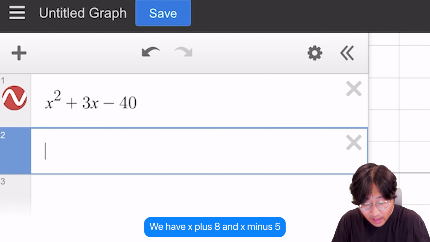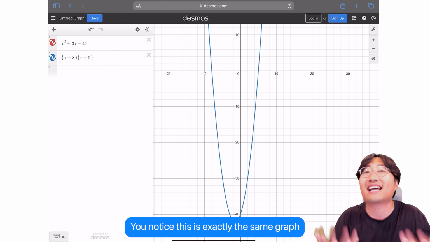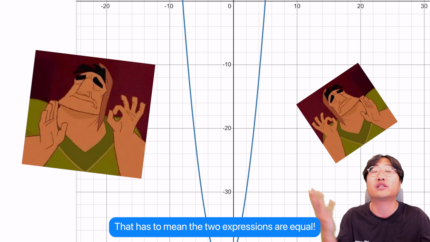right? So what do we have? We have x plus 8 and x minus 5. And boom, you notice this is exactly the same graph that just overlaps on top of each other. That has to mean the two expressions are equal.